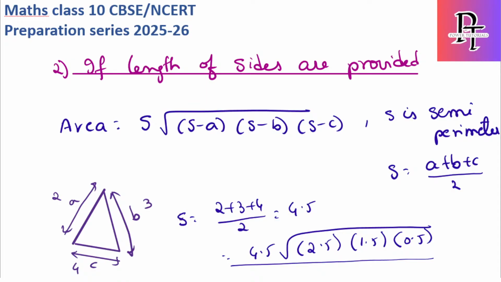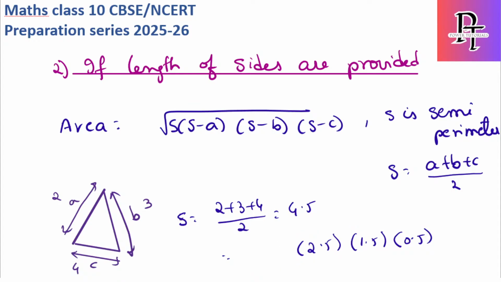Small correction. S should be inside the root. I'm sorry. Yes, this is the formula: root of S into S minus A into S minus B into S minus C. I am repeating the formula again. The area of a triangle, if sides are provided, is root of S into S minus A into S minus B into S minus C, where S is the semi-perimeter, which is A plus B plus C by 2.